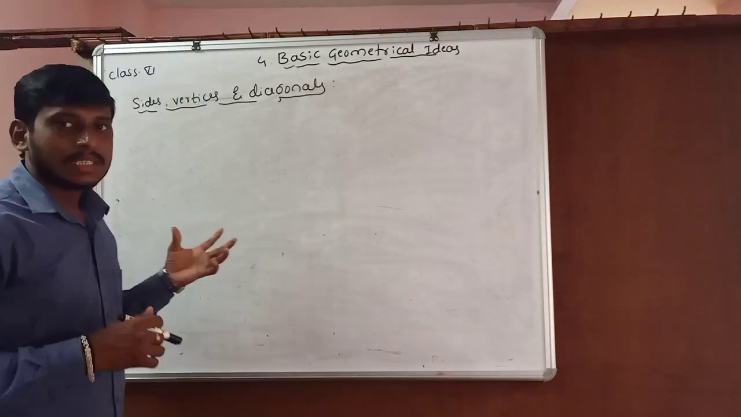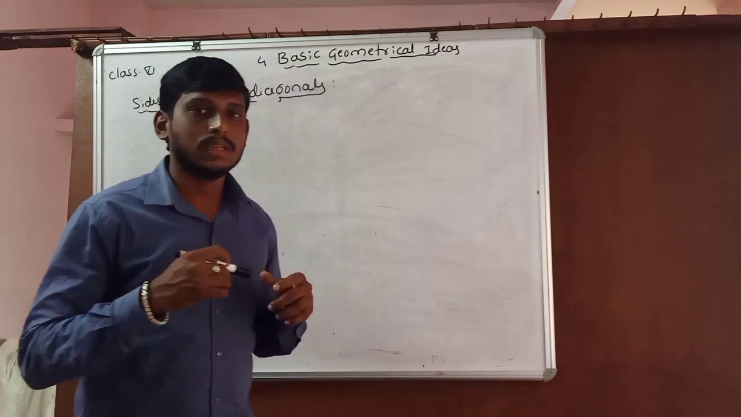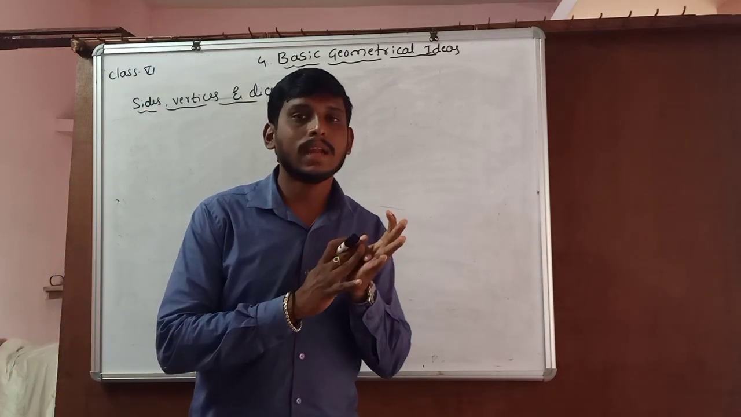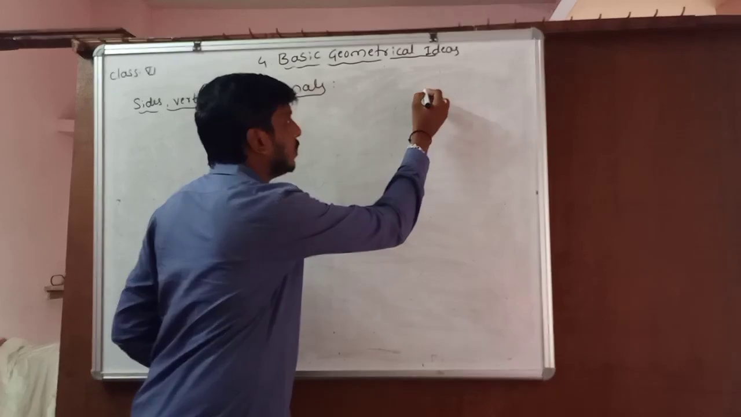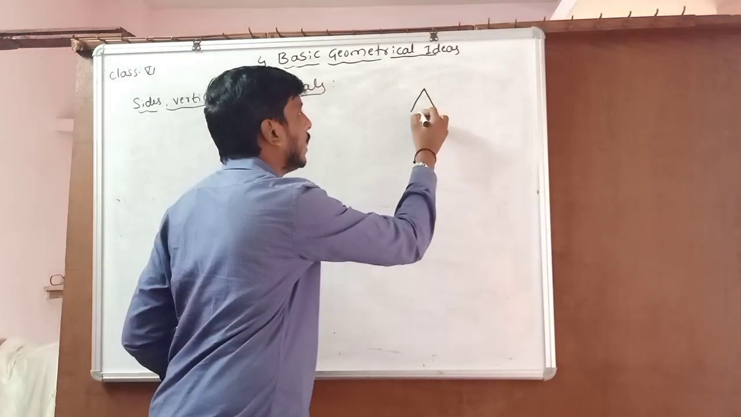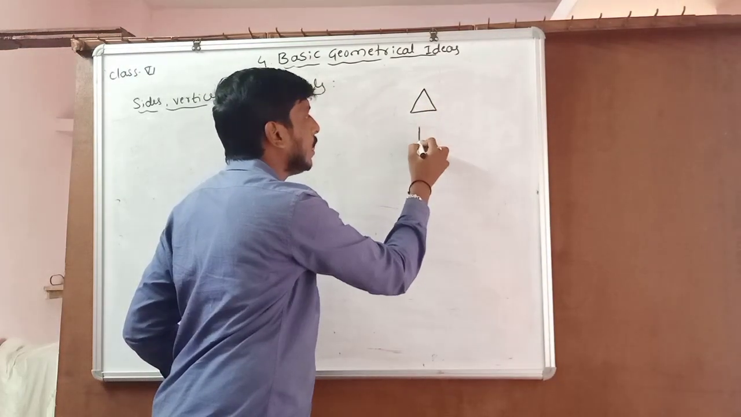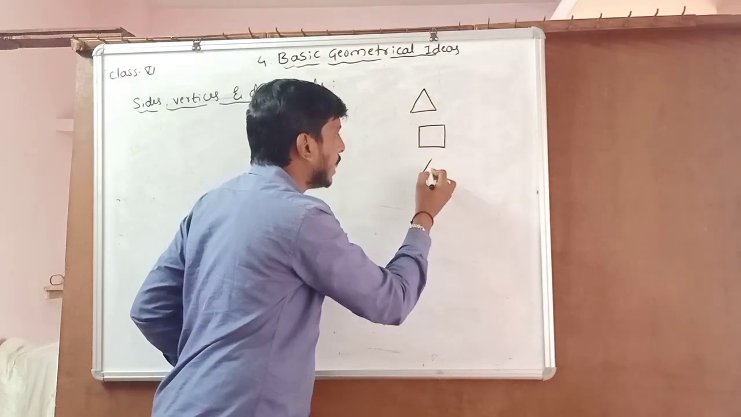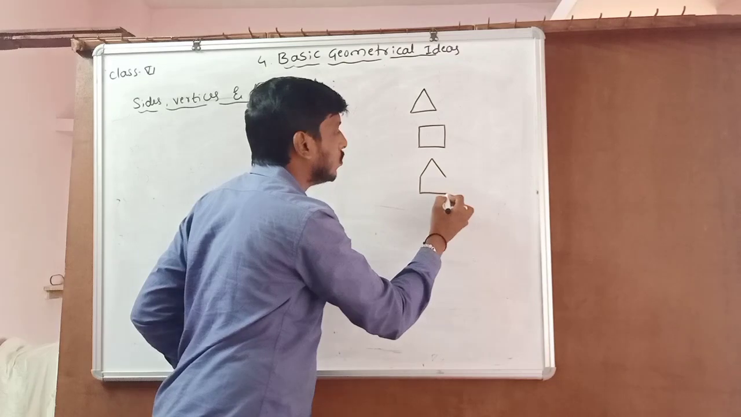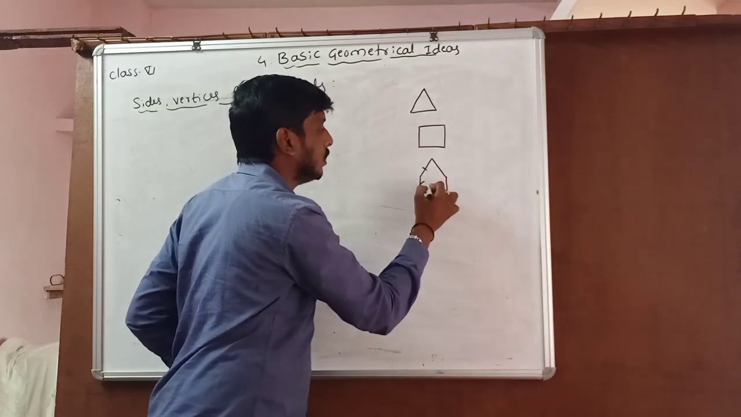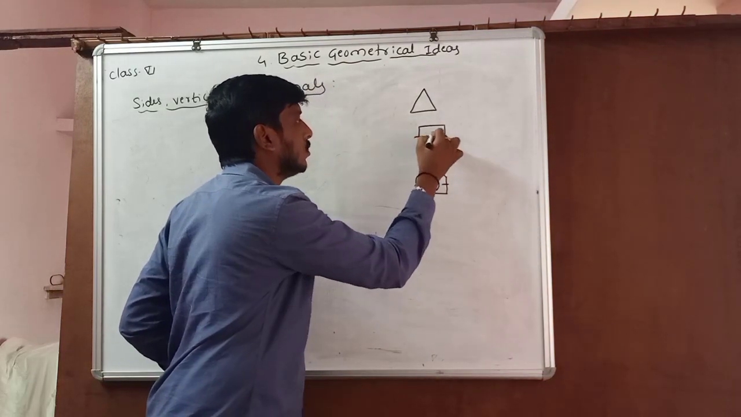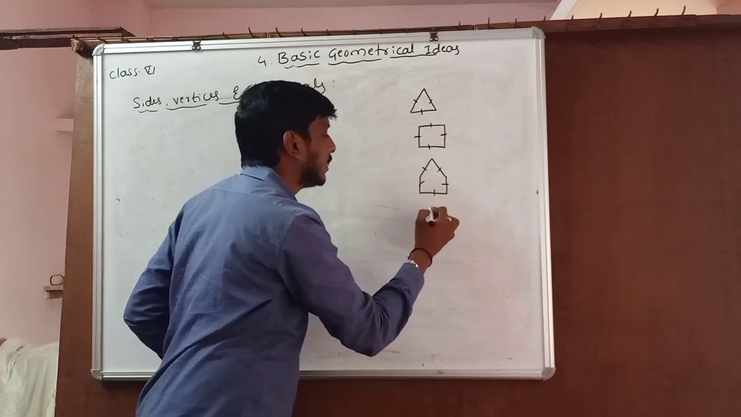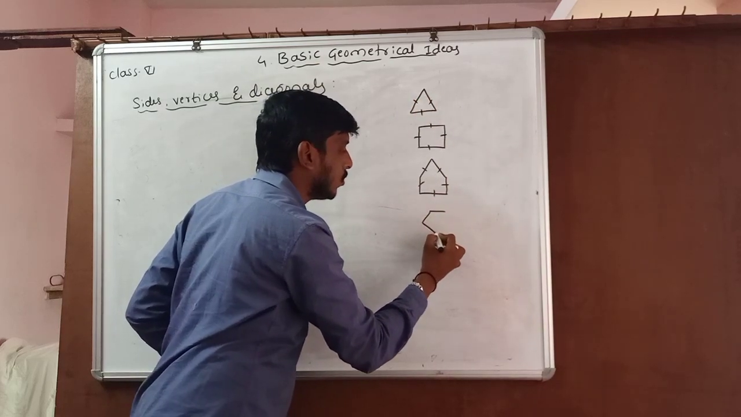So okay students, we discussed the types of polygon. There are 6 types. First one, triangle. A polygon containing 3 sides is called a triangle. It has 3 sides. A polygon containing 4 sides is called a quadrilateral. A polygon containing 5 sides is called a pentagon. Okay, so these are the sides. A polygon containing 6 sides is called a hexagon.